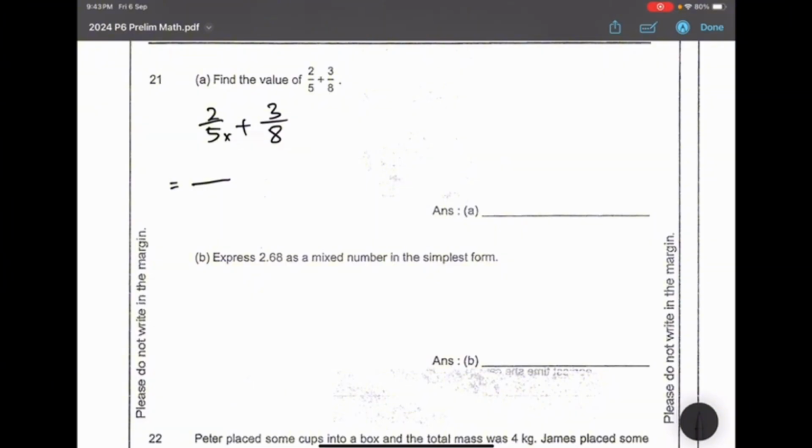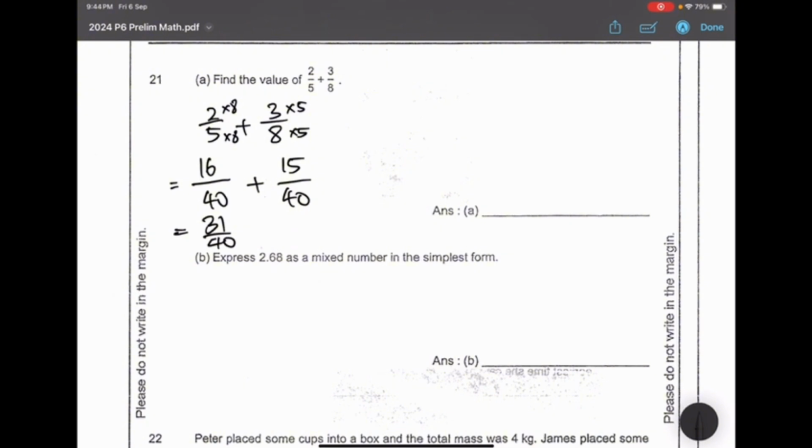How do I get that? I'm going to multiply this side, the bottom and the top, by 8, and the other side by 5. And therefore, I will get something over 40 plus something over 40. 2 times 8, that will give me 16, plus 3 times 5, that would be 15. And my answer will be 31 over 40.